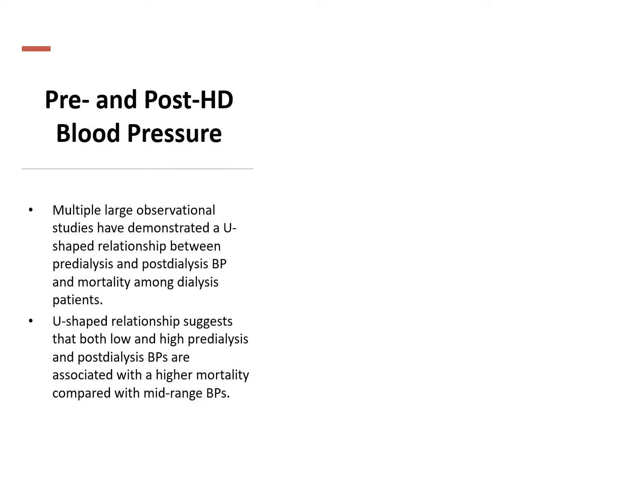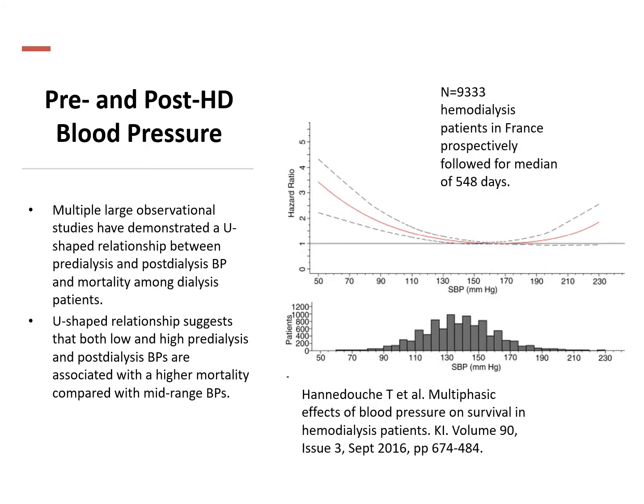The U-shaped relationship, which I'll show you in a second, suggests that both low and high blood pressures are associated with increased mortality compared to people with blood pressure in the mid-range. So for example, this is an observational study of over 9,000 hemodialysis patients in France who were followed prospectively for a median of 548 days. People who had the lowest mortality had a pre-dialysis systolic blood pressure of around 150 millimeters of mercury, and mortality increased if blood pressure was below that, or if blood pressure was above.